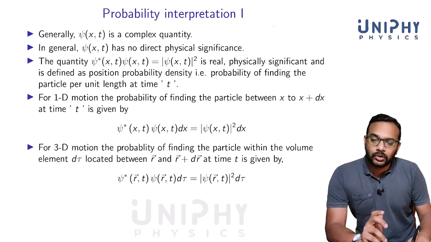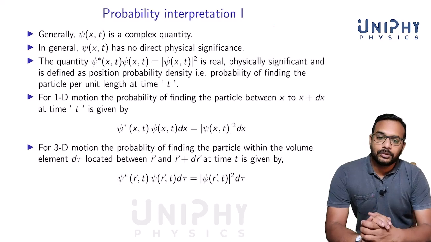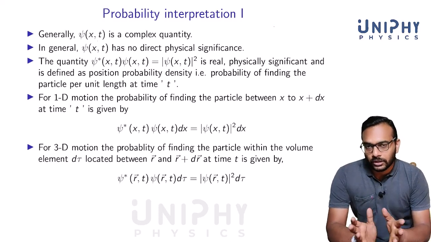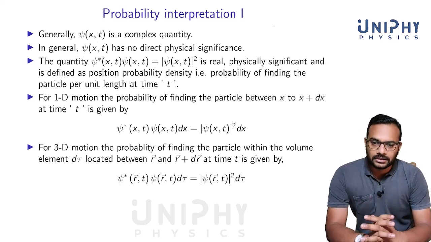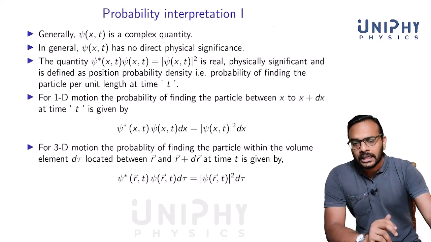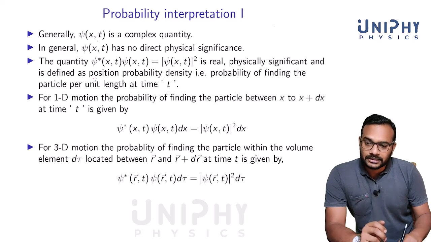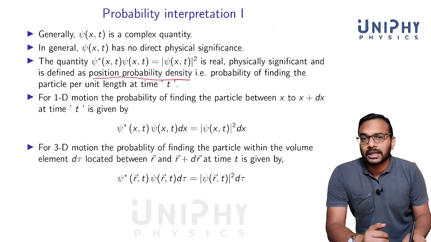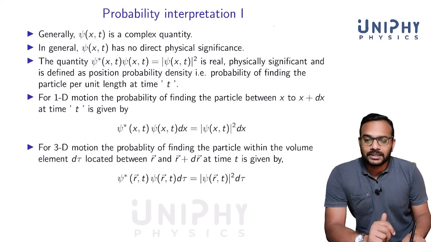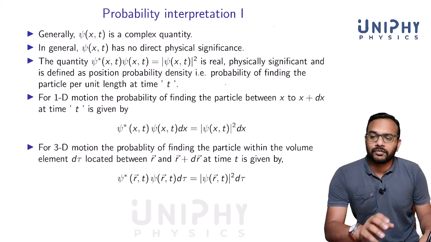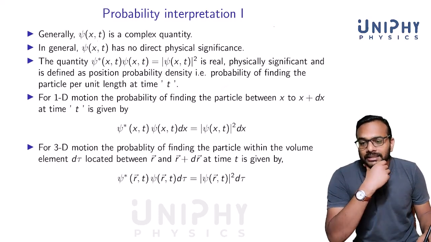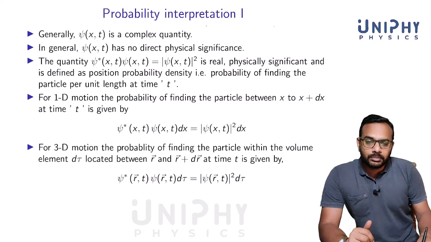If you take the modulus square of this wave function, you get a real number. If you take a complex number and take the modulus square, you get a real number. This real number is physically significant, and it is interpreted as the position probability density. This means the probability of finding the particle per unit length at time t. If you remember, we have discussed this thing.